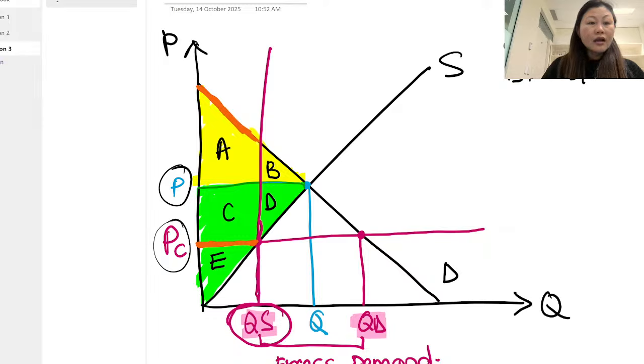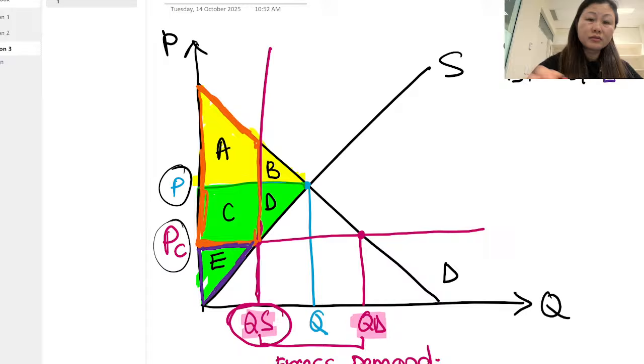Okay? So now we know that that's the box for our new consumer surplus. So after the price ceiling, our consumer surplus is A plus C. Our producer surplus is the area above the supply curve, but below the price. So our producer surplus after is E.